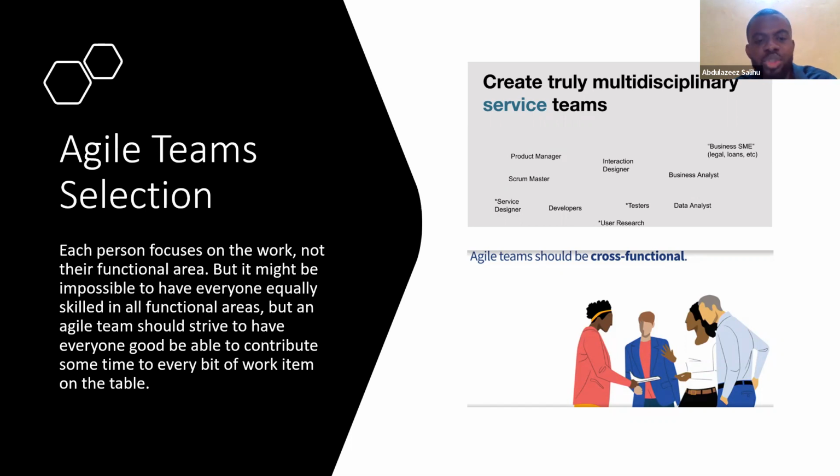It might be impossible to have everyone equally skilled in all functional areas, but an agile team should try to have everyone good enough to be able to contribute sometimes to every bit of the work on the table. So you want to have a developer who has the mindset that, okay, I can assist the tester. Vice versa. So these are the mindset.